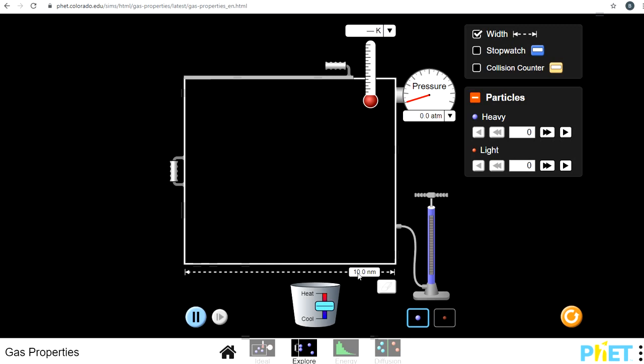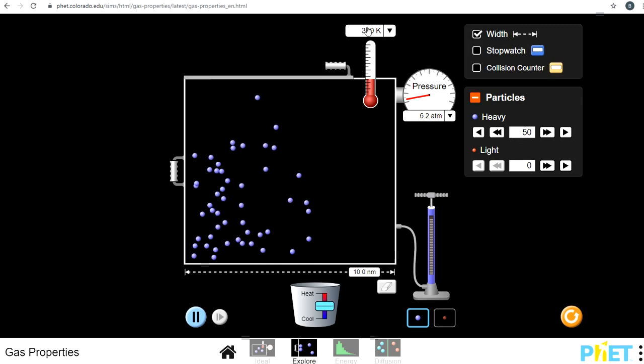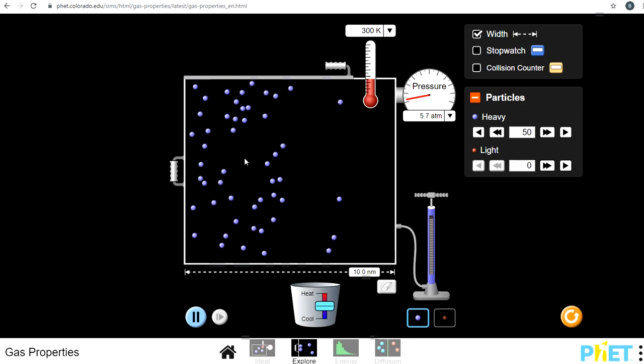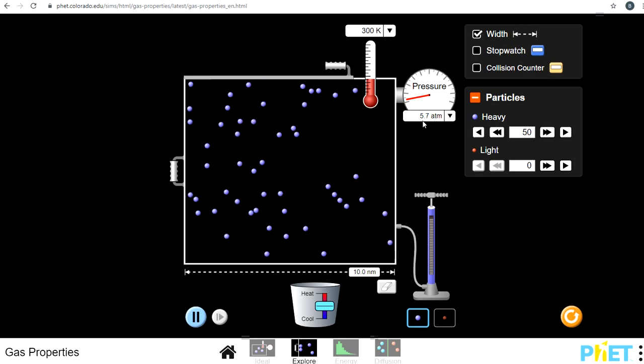So this gas chamber will be my volume. It has a width measurement here and a pressure gauge. These are two variables I want to study. So my temperature and my mole amount need to stay the same. Let's add one pump of gas molecules, and we put in 50 molecules. I want to keep my temperature at 300 Kelvin. So at 10 nanometers in this container, my pressure is hovering around 6 atmospheres.